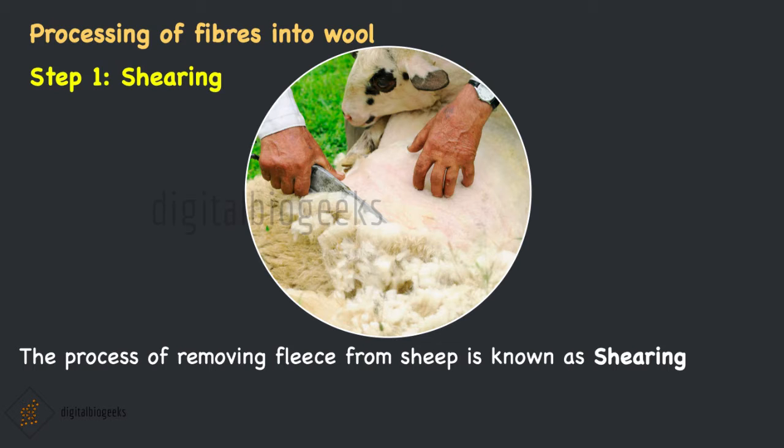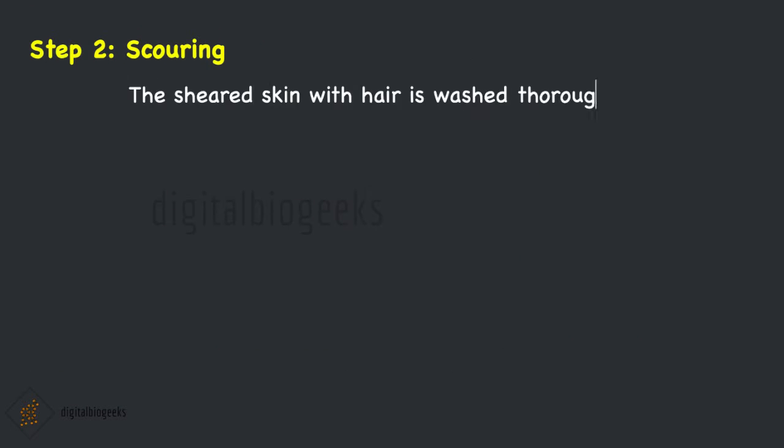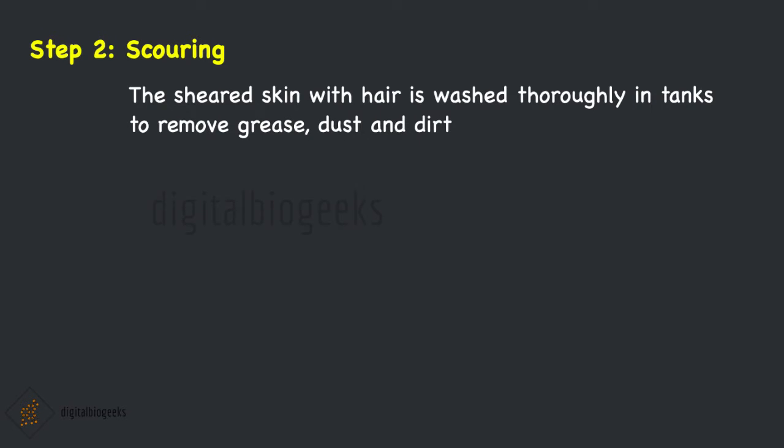We learned that hair protects the animal from cold weather by providing necessary warmth. If we cut hair during colder climates, it will adversely affect the animal's health. For this reason, hair is cut during hot weather. Second step is the sheared skin with hair is washed thoroughly in tanks to remove grease, dust and dirt.